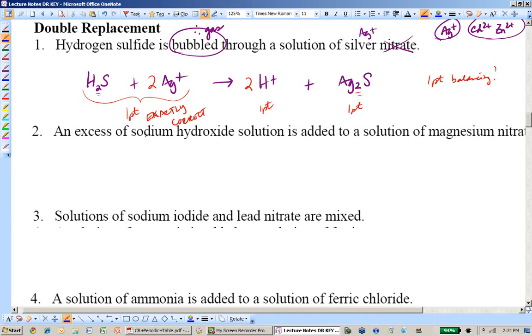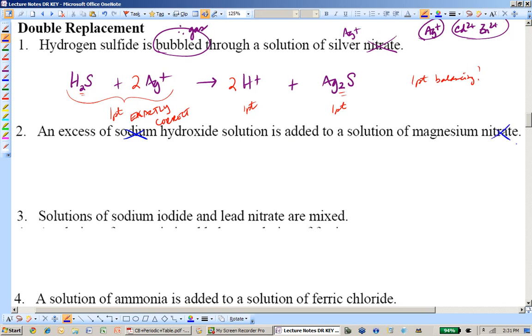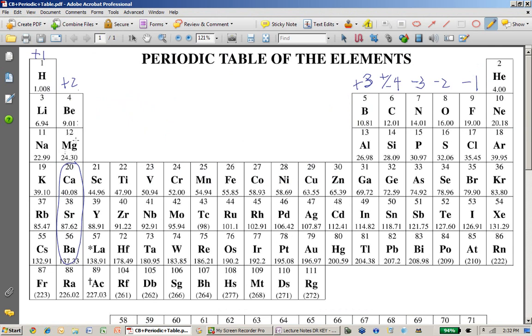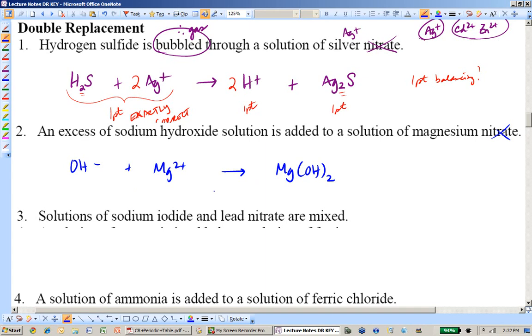An excess of sodium hydroxide, 1A metal, is added to a solution of magnesium nitrate. All nitrates are soluble. What's left standing to react? OH minus, Mg2+. That would make Mg(OH)2. Mg, 2A metal, one of the little guys, never going to be ionized as a product, never going to be ionized as a reactant. If it had said magnesium hydroxide, I would write that as Mg(OH)2 as a reactant. But the fact it said sodium means I'm good, because it's a 1A metal, definitely strong.